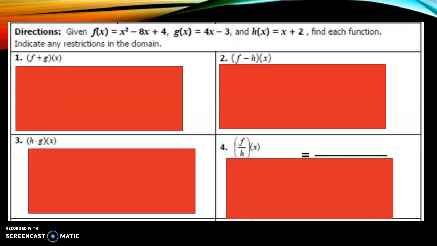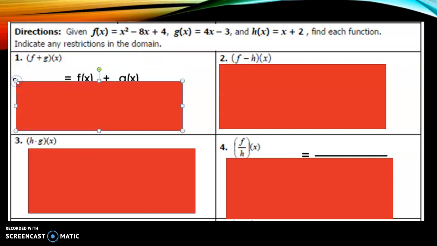Alright, so example number 1, you're going to see me have to move some stuff in a second. So they give us, well, this is your f function. Then we have g of x, that g function, and h, the h function. Find each function, indicate any restrictions in the domain. It just means, is there anything the domain cannot be? That's what it's saying. So number 1, we're actually looking at f plus g. So we're taking the f function plus the g function. So we just literally write down whatever the f function is, and then I'm going to put plus, and then whatever the g function is.